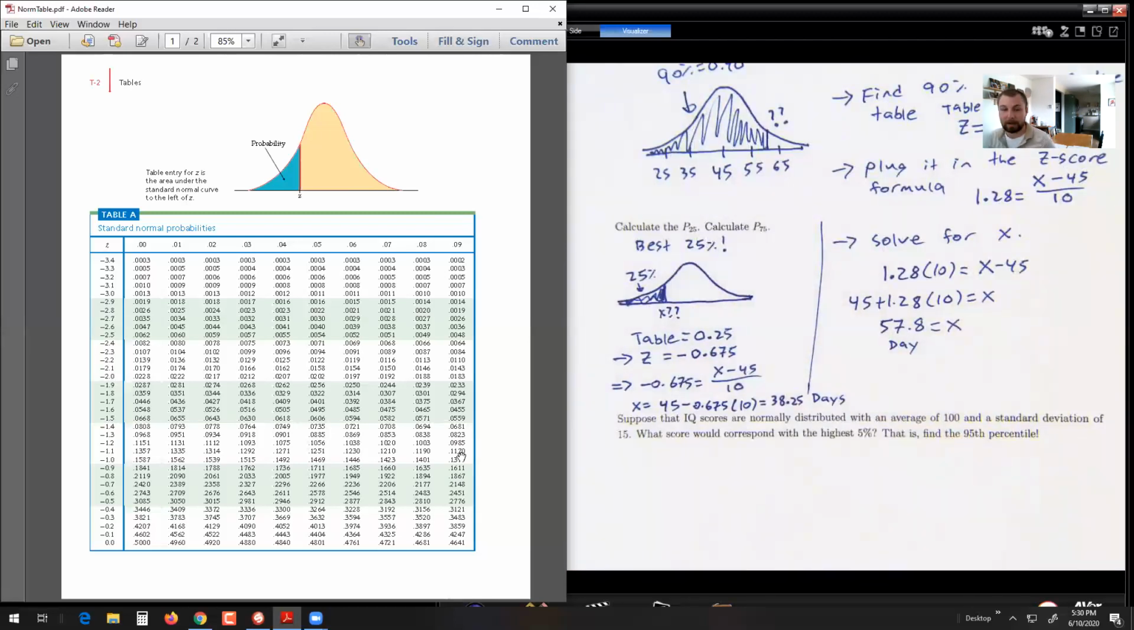If you're feeling pretty good about this and you want to get a tiny bit more practice in, suppose that IQ scores are normally distributed with an average of 100 and a standard deviation of 15. What score would correspond with the highest 5%? That's the same thing as the 95th percentile. Try to give that thing a go and see what you come up with.